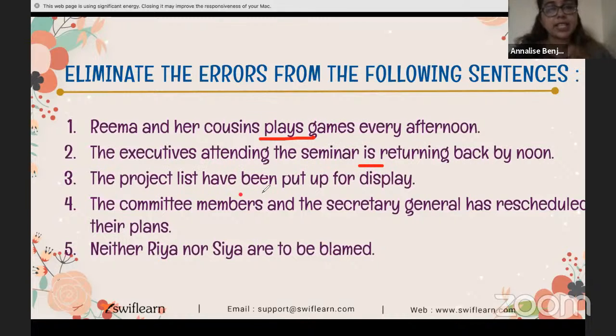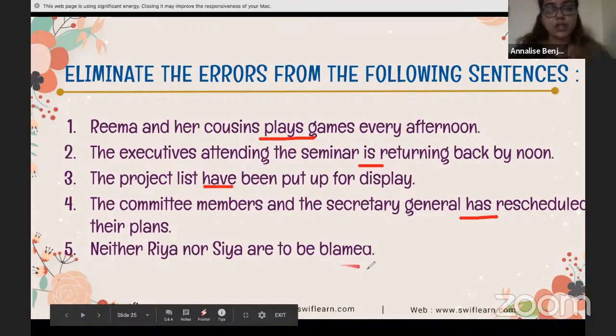The project list have been put up for display. It will not be have been put up. It will be has been put up. The committee members and the Secretary General has rescheduled their plans. What will the answer be? It will be have rescheduled their plans. Neither Ria nor Sia are to be blamed. What will it be? Neither Ria nor Sia is to be blamed.